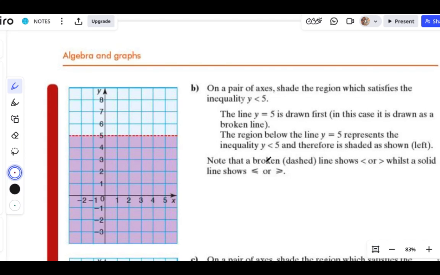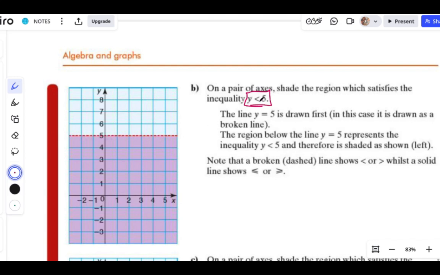The next one we have: on a pair of axes, shade the region which satisfies the inequality y is less than 5. I told you if it's y, we go to the 5. Since it's only less than, we use a broken line. They didn't say y is less than or equal to 5. If they said less than or equal to, we would have used a solid straight line. But when they say only y is less than 5, we're going to use a broken line. And since it's y, we draw it across the y-axis.